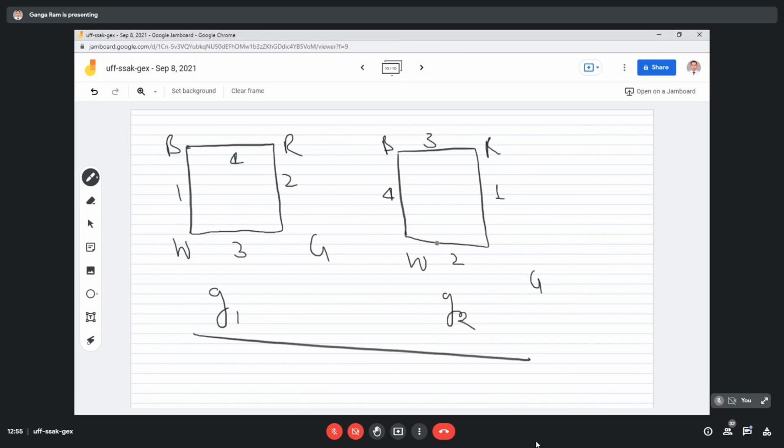Now you have to stack. How to stack? You have to think and give the answer. Tomorrow you will provide me the answer on how to stack these cubes.